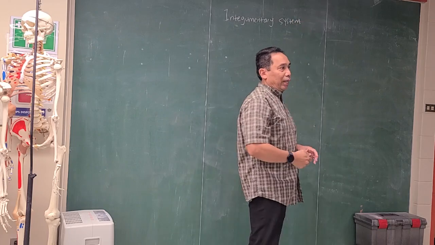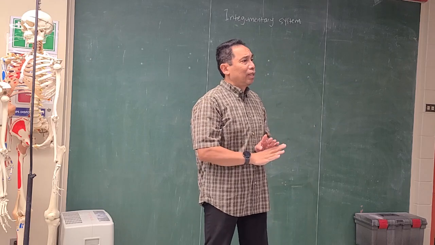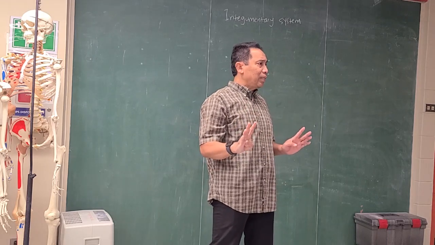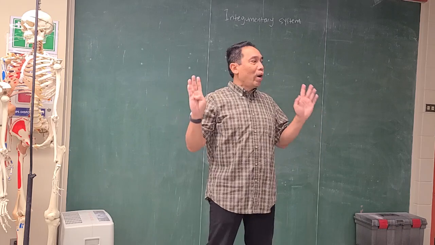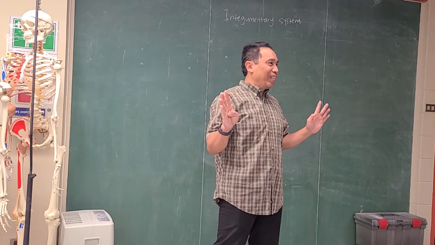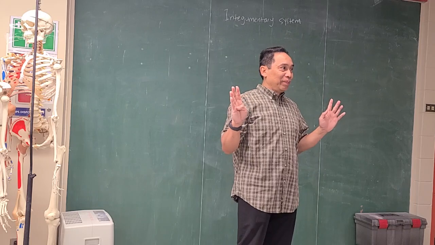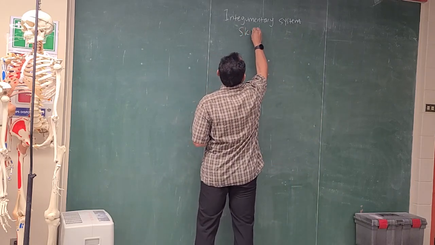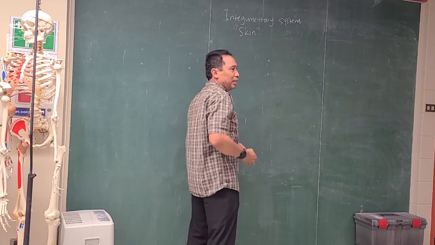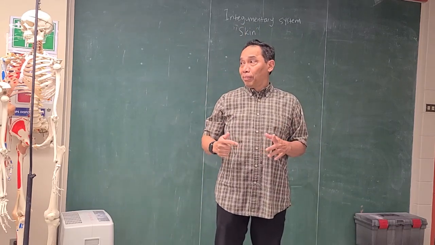Okay. And I mentioned in the class during the introduction that the integumentary system actually consists of only one organ. One organ only. What is the name of the organ of the integumentary system? Skin. Yeah, the organ is called the skin. Only this, and this is the largest, heaviest organ in our body.